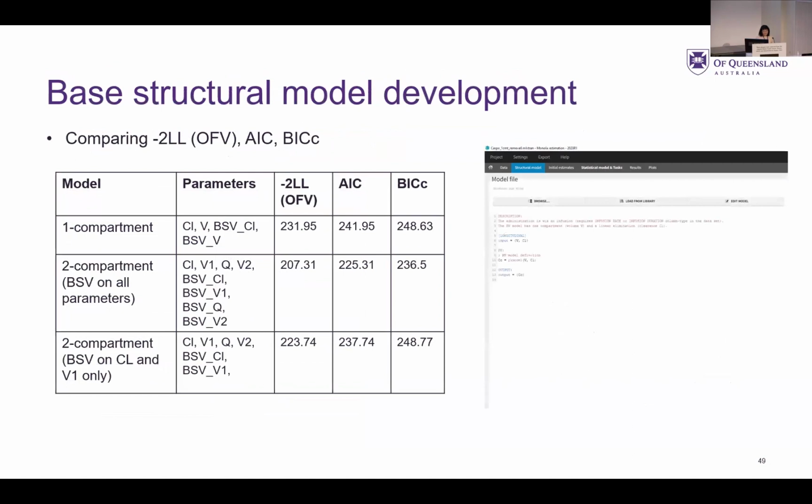Then I moved on to the real analysis. The first step is to select the base structure model. I tested a 1 compartment model and a 2 compartment model with the BSV, between subject variability, on all the parameters, and then with the between subject variability only on clearance and the volume of distribution of the central compartment. There are some values from the output you can use to help you select the model. Monolix recommends using the BIC, Bayesian information criterion, to help you select the base model. According to this criterion, the lower the better. So probably I need to choose the 2 compartment model and consider the BSV on all parameters.